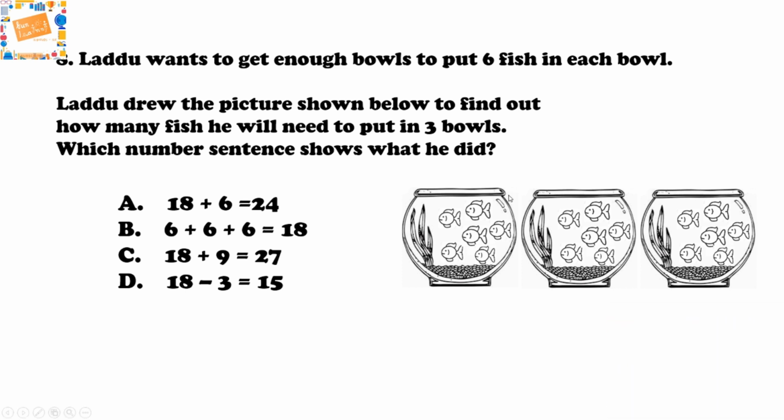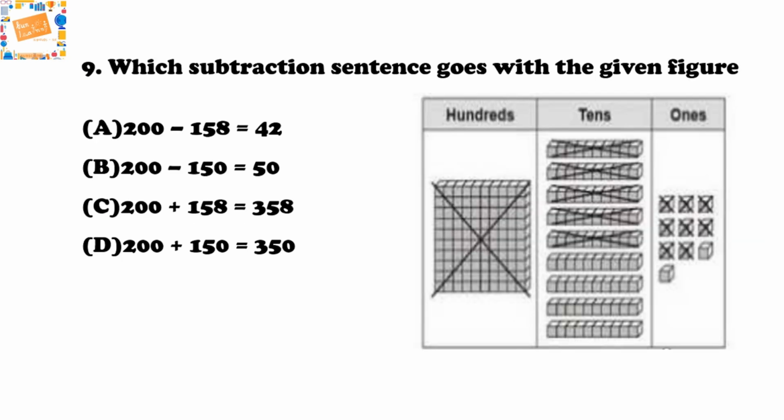Okay, so she has 3 bowls of 6 fishes each. Hence, the answer to this question would be 6 plus 6 plus 6. That is option B, which will be 18. Let's look at the next one. Which subtraction sentence goes with the given figure?